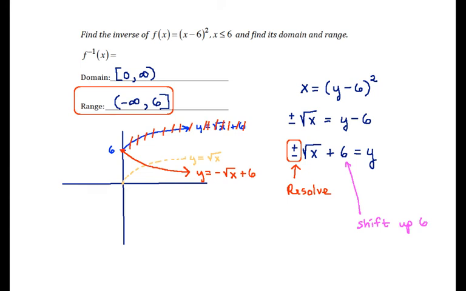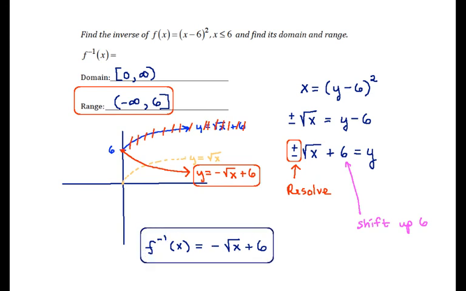In fact, this is the graph that is in the correct range, and therefore my inverse function must be f inverse of x is equal to minus the square root of x plus 6. I don't have to state any sort of restricted domain for my inverse function because it already has the correct domain. I can't evaluate a square root function at negative values. My domain is already from 0 to infinity.